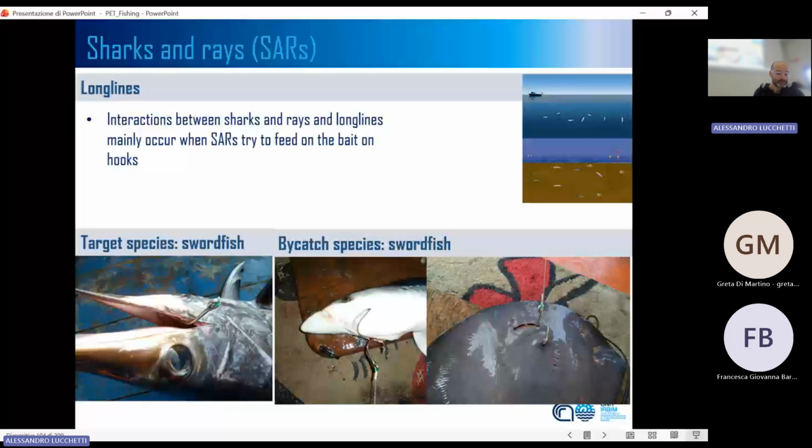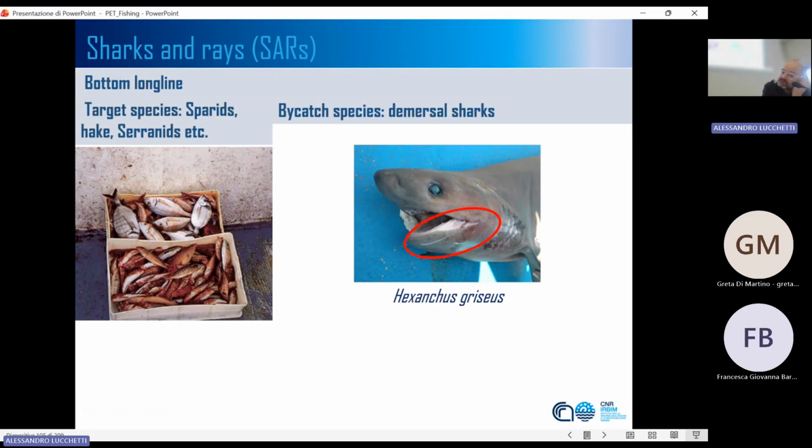For the long line, again, the same story as turtles. Sharks are attracted by the bait and they remain caught on the hook. This was a bottom long line. This is, I don't know the English name, the capopiatto, the Hexanchus. This was something like this table, I remember, in the Ionian Sea. And unfortunately, we caught this because with the bottom long line, it's quite common also to catch bycatch species.